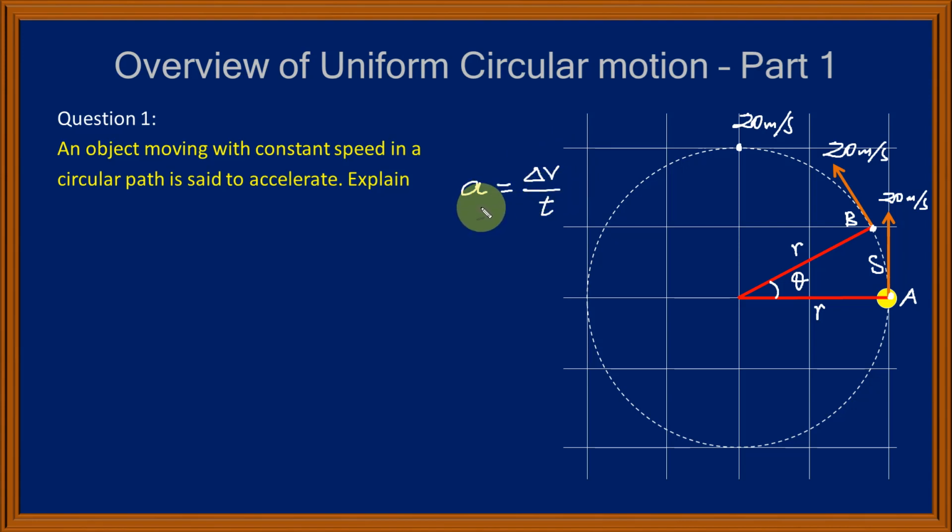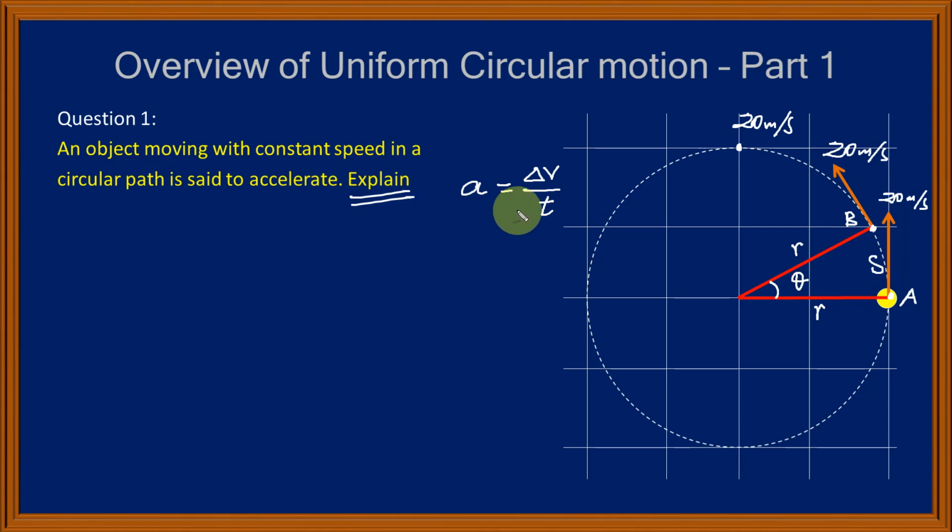So those are the 3 points which you need to mention: although the speed is constant, the velocity is changing because the direction of travel is changing, and any change in velocity is an acceleration. And you see, we have answered this question here. We have an object moving with a constant speed in a circular path, and it is said to accelerate. Can we explain how it is said to accelerate?